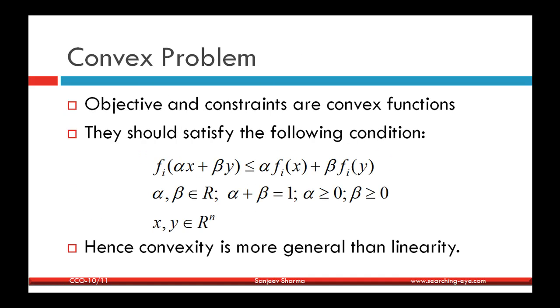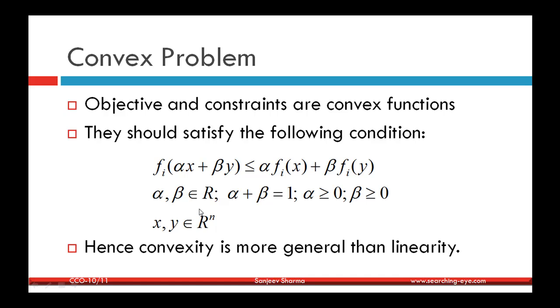So here comes the convex problem. A convex programming problem involves all convex objective and constraint functions. That is, all the objective and constraint functions are convex and they satisfy the following condition, where fi includes f naught and all the fi's in the constraints. Each fi should satisfy the condition: fi of alpha x plus beta y is less than or equal to alpha times fi of x plus beta times fi of y, where alpha and beta belong to R, alpha and beta satisfy the condition that alpha plus beta is equal to 1, and alpha and beta are both greater than or equal to 0.